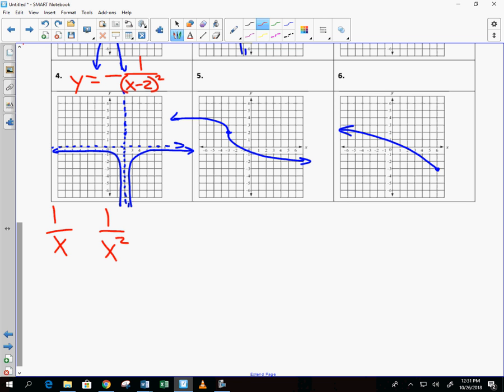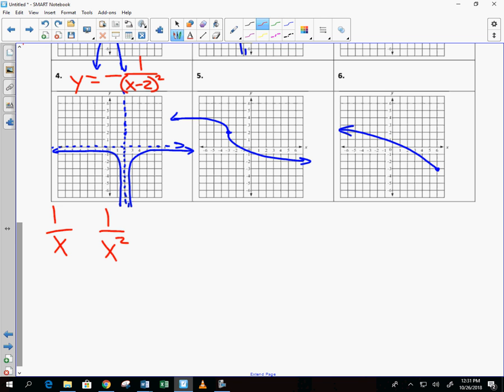Now, suppose that you were to write it to the 4th power, I'd still give you credit. Suppose you write to the 6th power, I'd still give you credit. There's not much of a difference between 1 over x squared, 1 over x to the 4th, but there's a big difference between these two. Big difference there, okay?